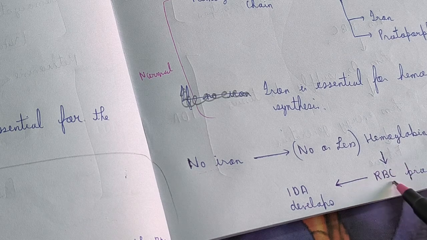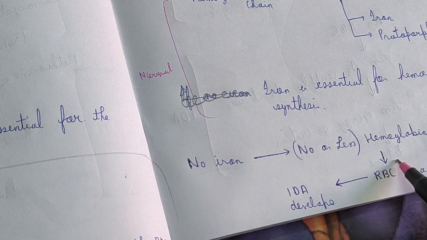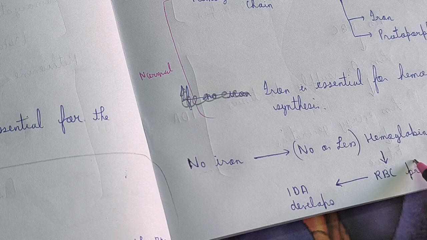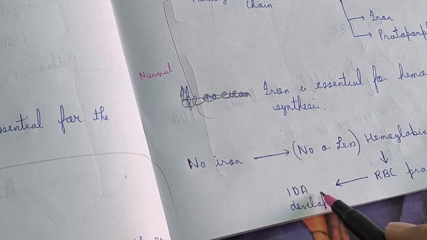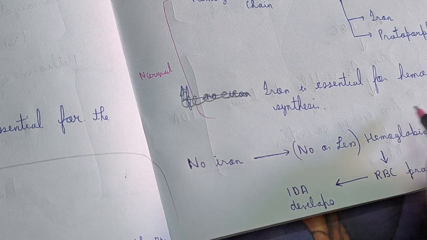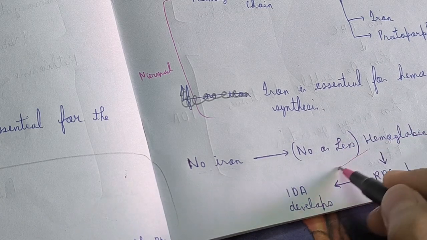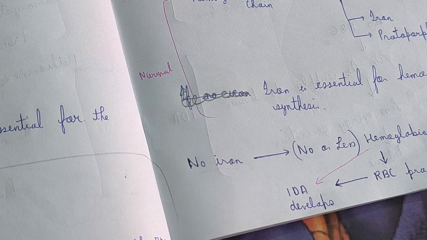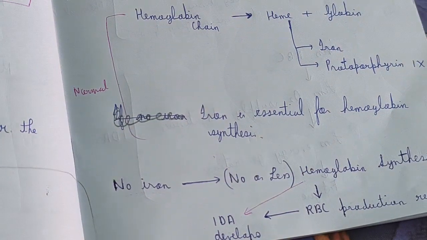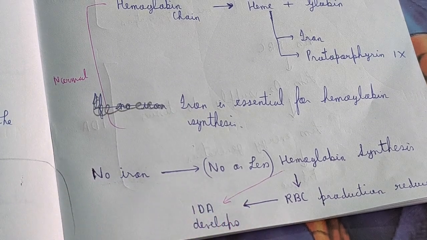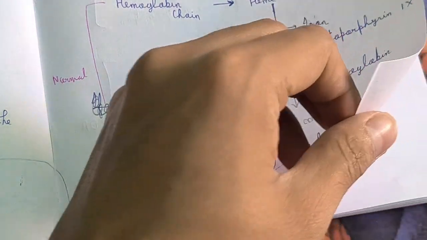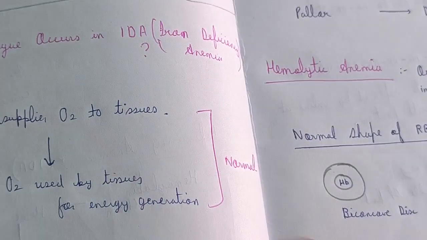If hemoglobin synthesis reduces, then RBC production automatically reduces, and iron deficiency anemia develops. Due to less hemoglobin synthesis, iron deficiency anemia develops. Now I am going to explain what the symptoms and conditions are.